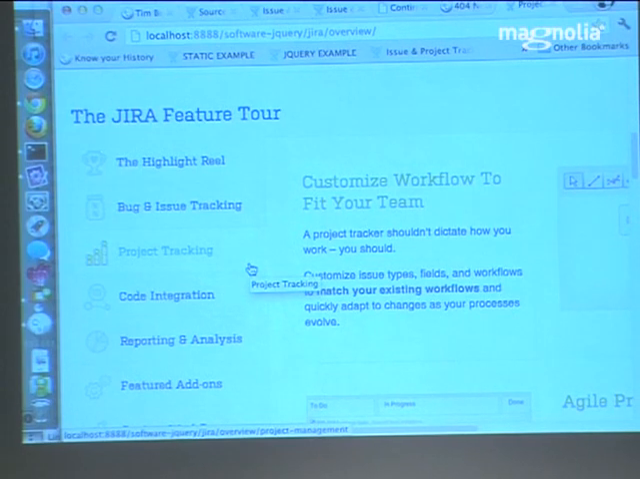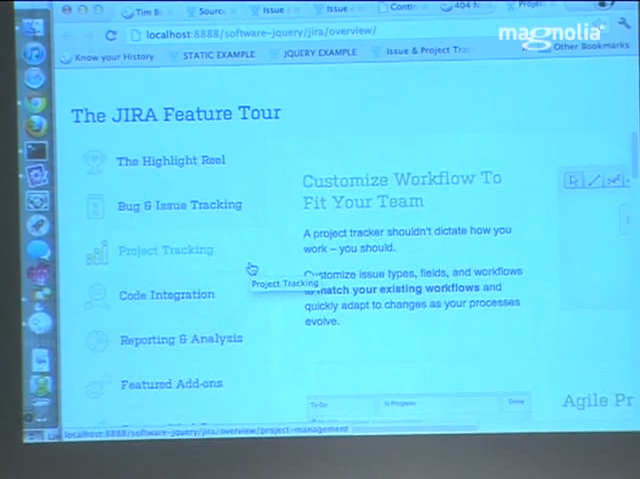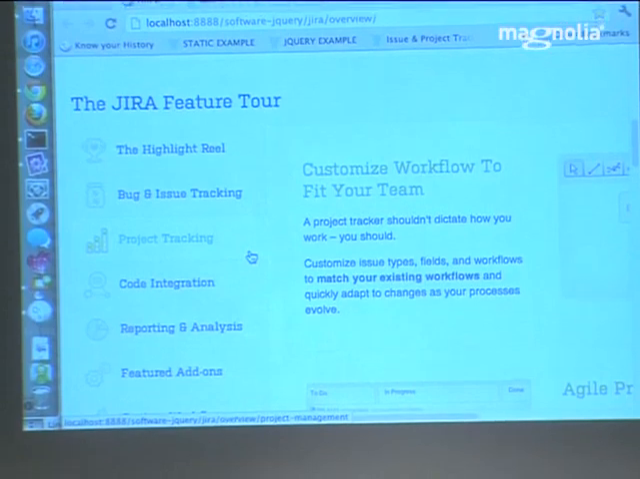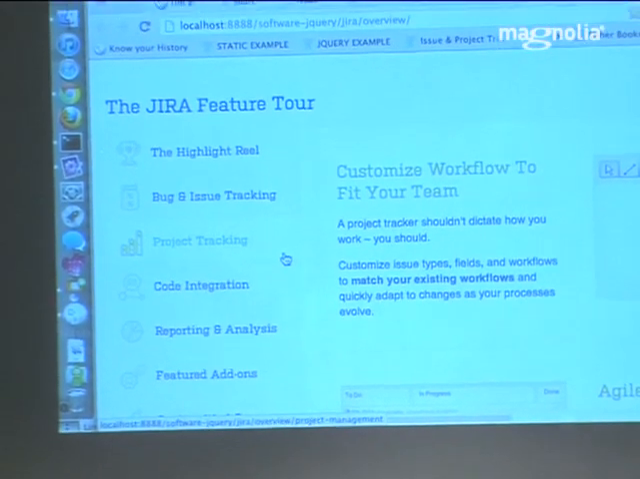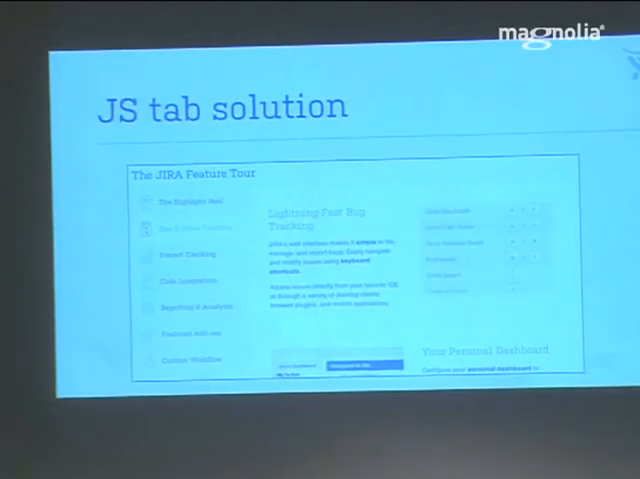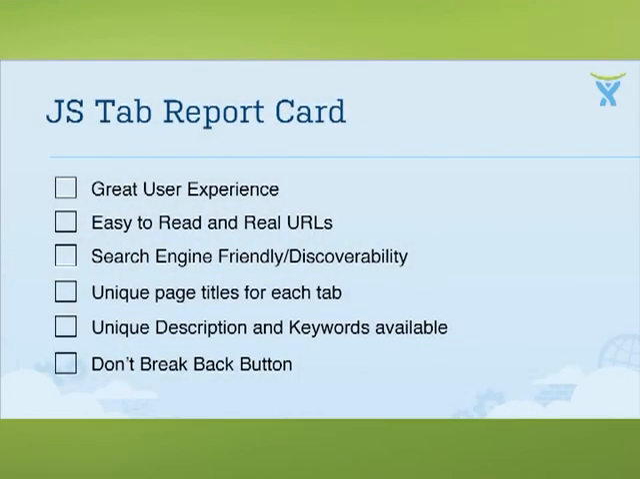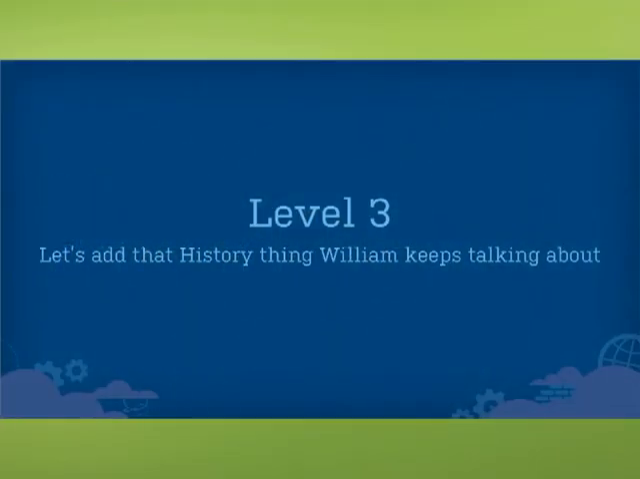Another downfall of this technique is that all of this content is hidden behind hidden divs. So all that work that Joe did with fixing his titles and so forth is worthless. So for regular jQuery tabs, we have a great user experience, but we don't have good URLs. We don't have any of these things. So now we need to add the history API.